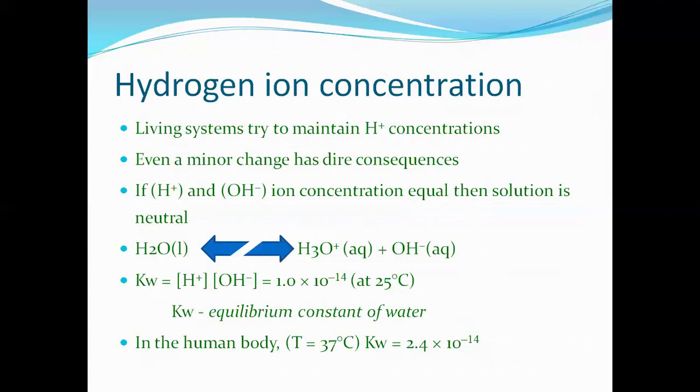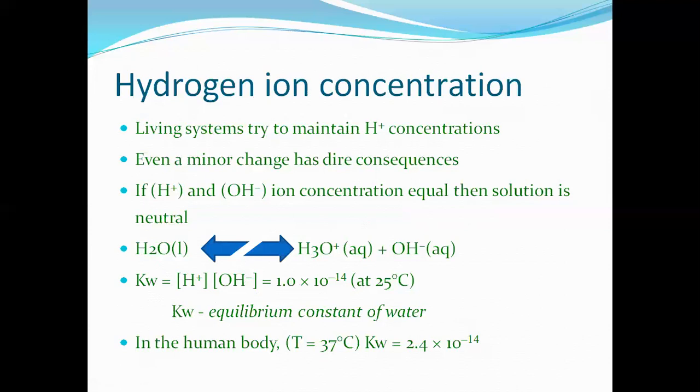In a solution, if the H plus and hydroxyl ion concentrations are equal, then that solution is a neutral solution. In the sense, when a water molecule dissociates, it forms hydronium ions as well as hydroxyl ions. Many times we write this as H plus, but actually H plus doesn't exist. It forms a hydronium ion. So the equilibrium constant of water is the product of these two ionic concentrations, and that is 1 × 10⁻¹⁴ at 25 degrees centigrade.